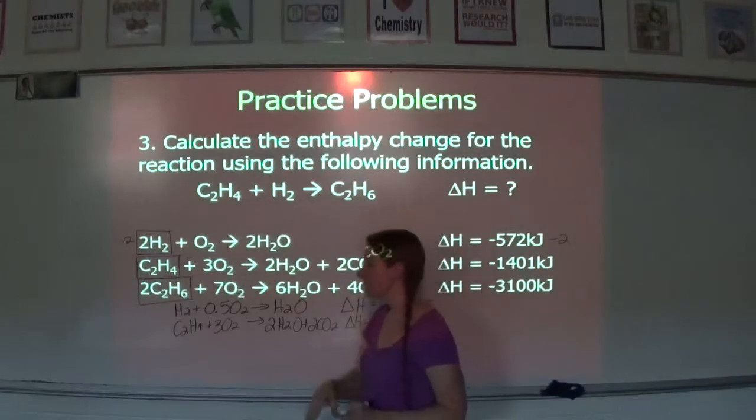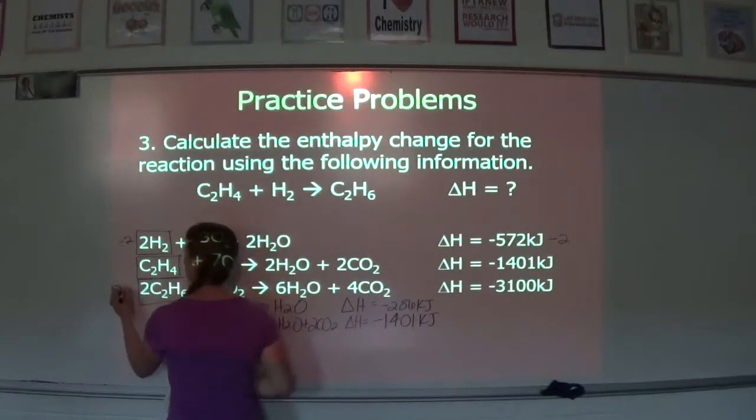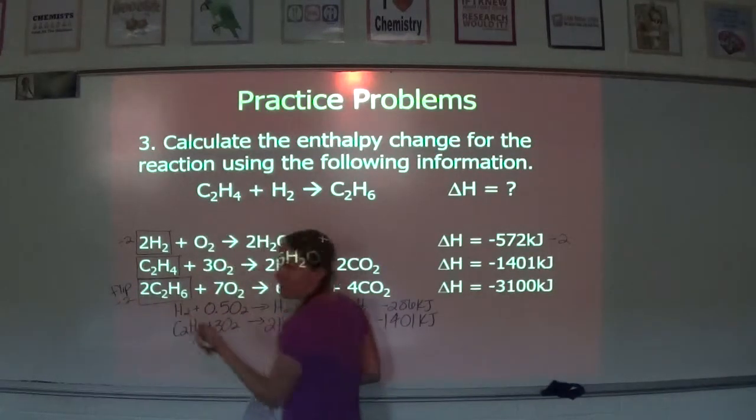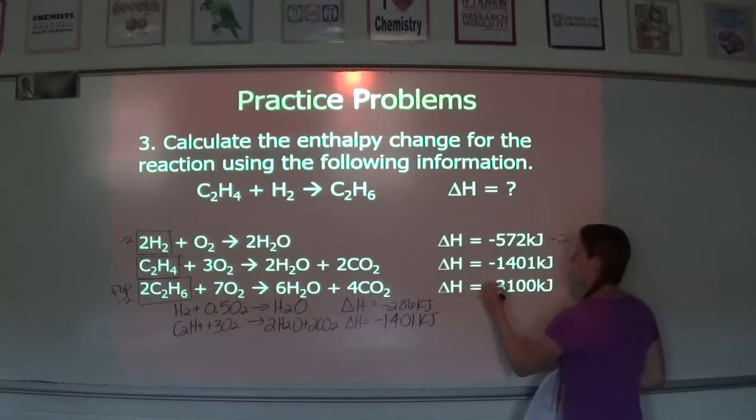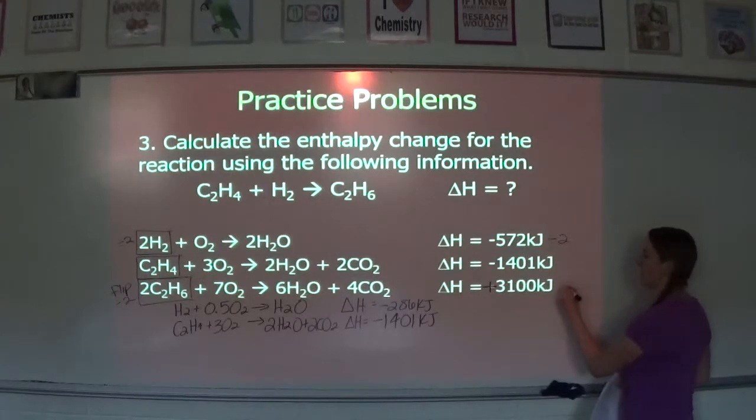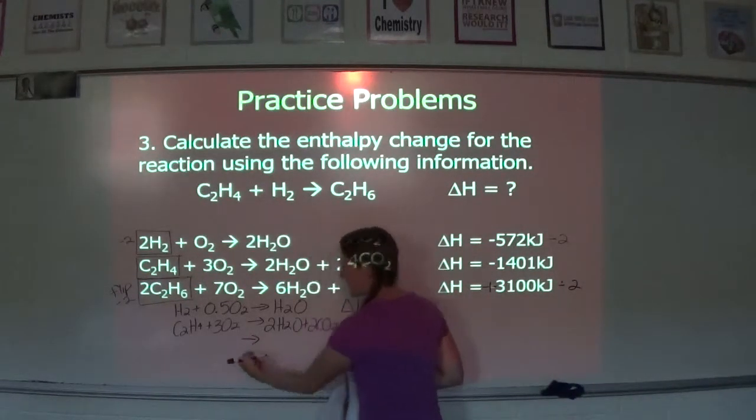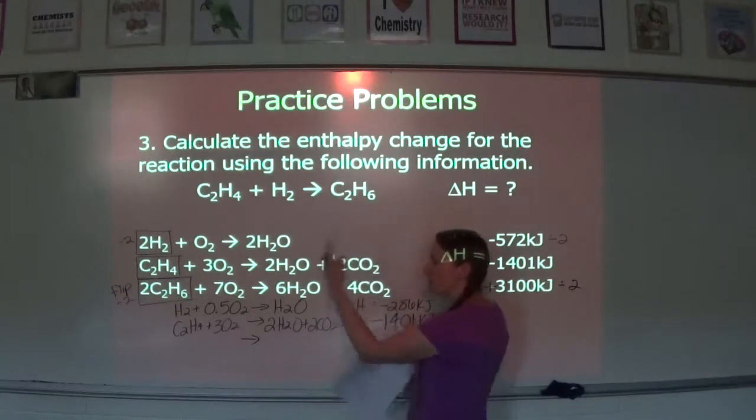So this one I have to do 2 things to. I'm going to have to flip it to get it onto the other side. And because I only want 1, I'm going to need to divide by 2. So remember, that means I'm going to change the sign of delta H so it becomes positive, and I'm also going to divide it by 2. Alright, so I'll try to write as small as I can because I still need to add them. So I'm going to flip and divide by 2.